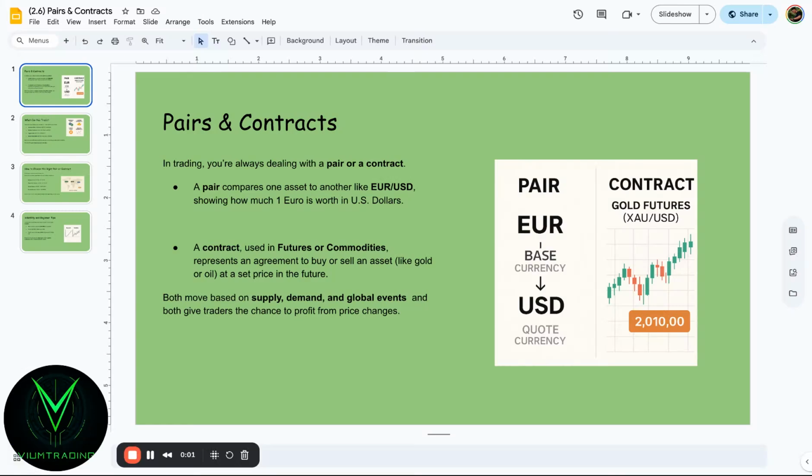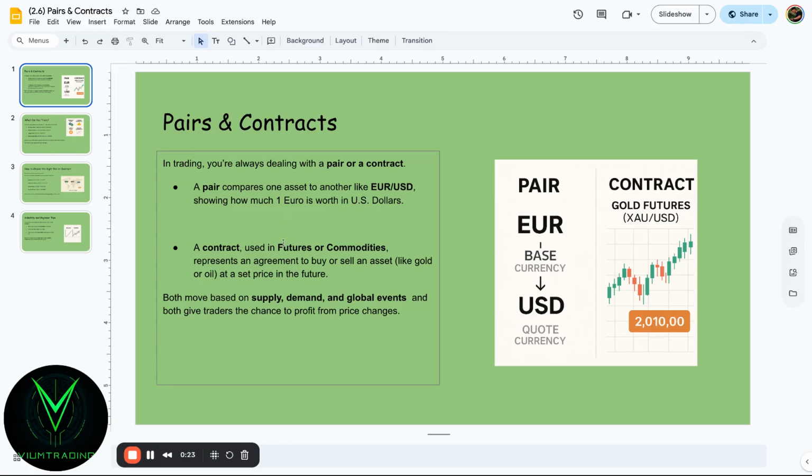Hi guys, now we will talk about pairs and contracts. A pair is what we use in Forex, and a contract is what we use in futures. A pair is pretty much comparing one asset to another one. Example, euro and USD. It's showing how much 1 euro is worth in US dollars, right?